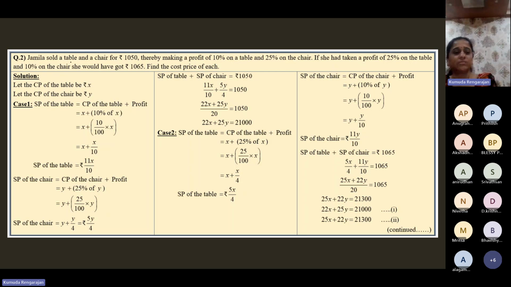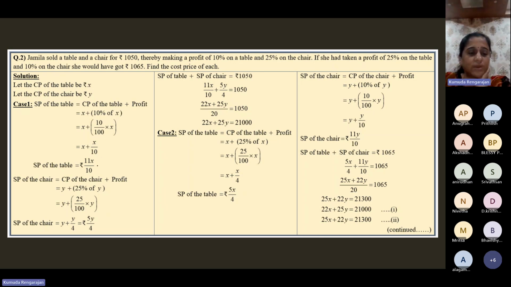Now, what's the selling price of the chair? It's the cost price of the chair plus the profit. See, SP is equal to CP plus profit. SP is equal to CP minus loss. Okay. So CP plus profit. CP of the chair is Y, and profit is 25%. So 25 by 100 into Y. So this is 1s are 4s are. So Y plus Y by 4. LCM, 5Y by 4.